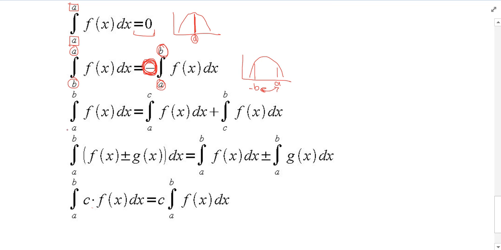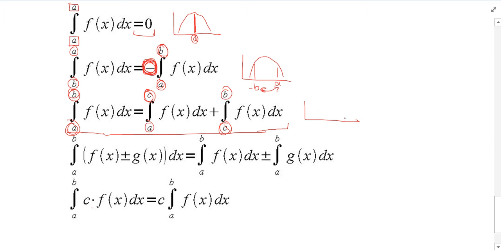Now, let's look at the third property. So the third property here, we're given that if we have the integral, given the interval from a to b, we can separate it into two parts and add another c value in between that, right? So we can calculate the integral from a to c plus the integral from c to b, and that would be the same as calculating the integral from the interval a to b.